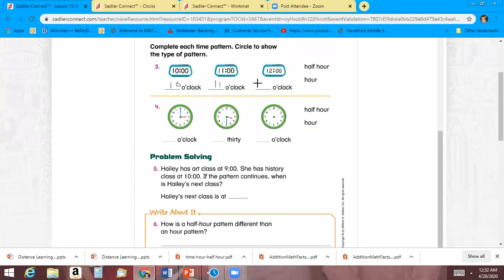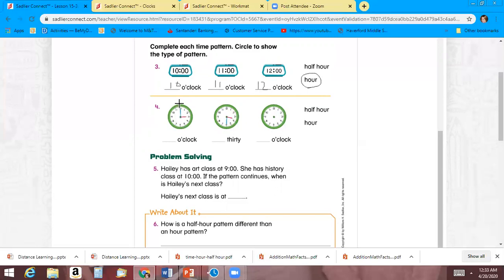When I look at that, I know that my minute isn't changing. My minutes are showing me that it's going completely around the clock and stopping at the same minute each time, but my hour's changing. So this pattern is an hour. So go ahead and circle the hour for that pattern. Let's look down at number 4. We have 3 clocks they're showing us.